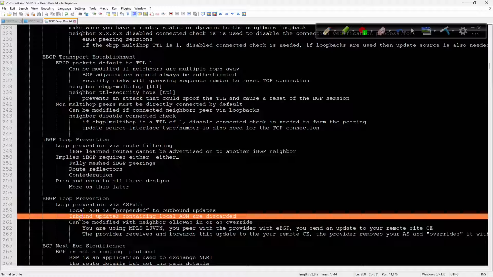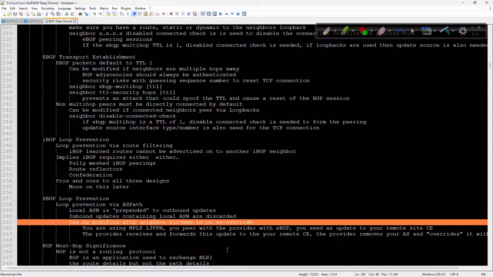So that is how that comes into play. And the local ASN could be anywhere in that particular AS path length. It could be in the middle. If you're the local ASN and you get an inbound update and you see your AS in the AS path list, you're just going to drop the update because you already know about the route. And you can modify that neighbor with allow ASN or AS override.